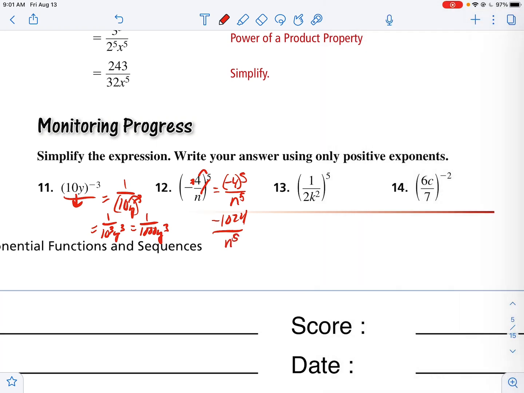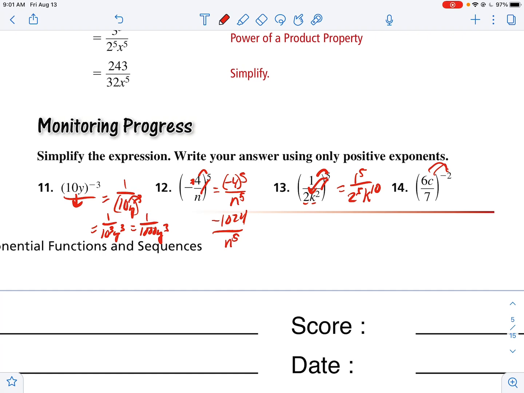Everybody gets it. To the top and to the bottom, everybody. So that becomes 1 to the 5th over 2 to the 5th, k to the 10th. Because everybody gets it, the 2 and the k. They're not the same base, so they both get a distribution there.